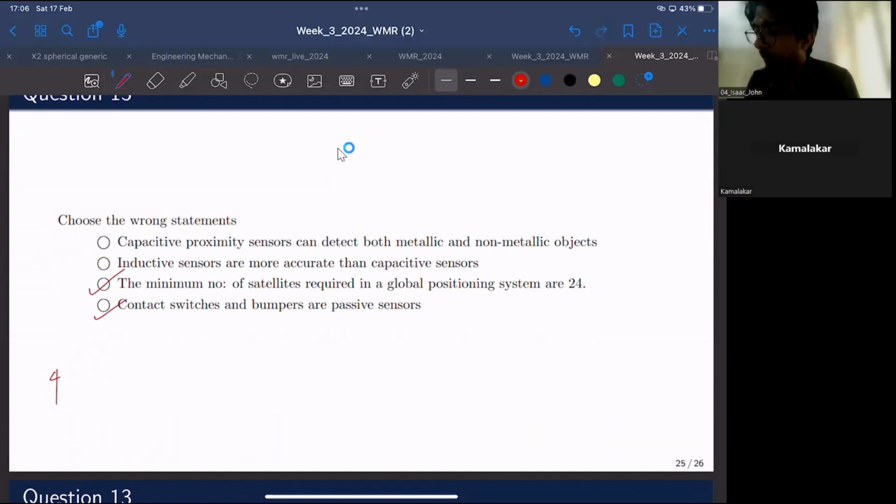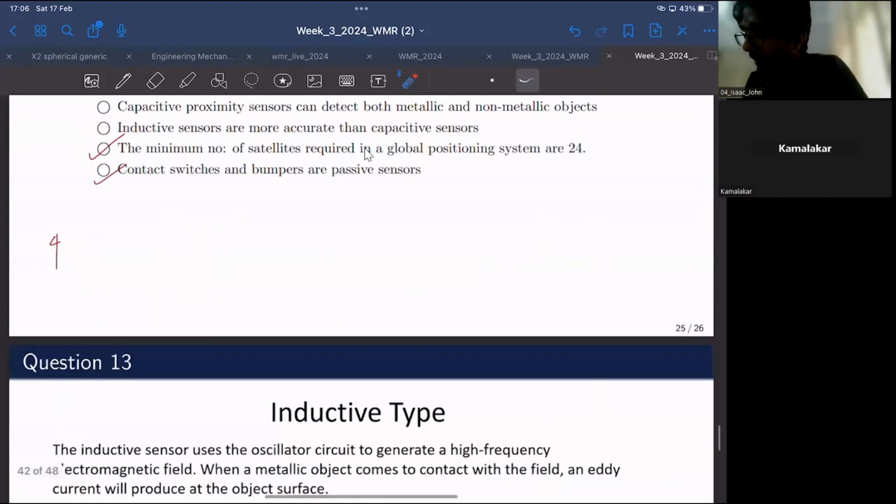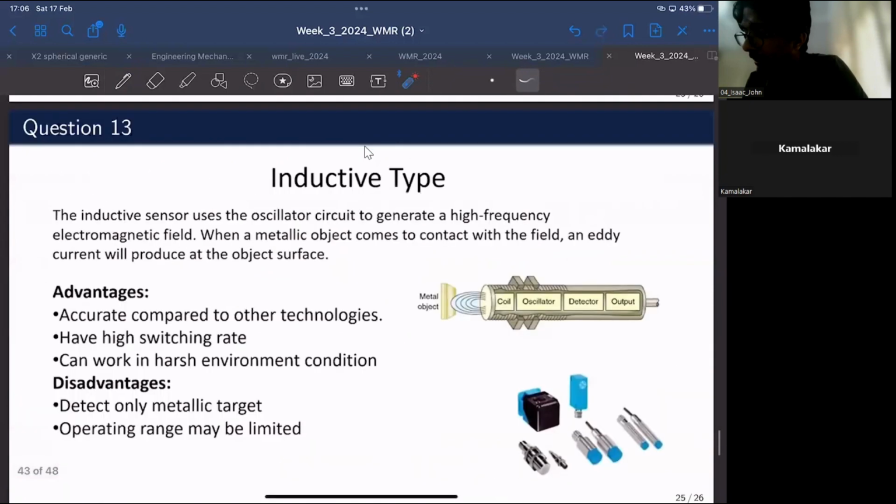But what about capacitive and inductive sensors? It says capacitive proximity sensors can detect both metallic and non-metallic objects. Is it true or false? Inductive sensors are more accurate than capacitive sensors. So I'll give a brief recall about inductive sensors. This is also a screenshot from the slide.